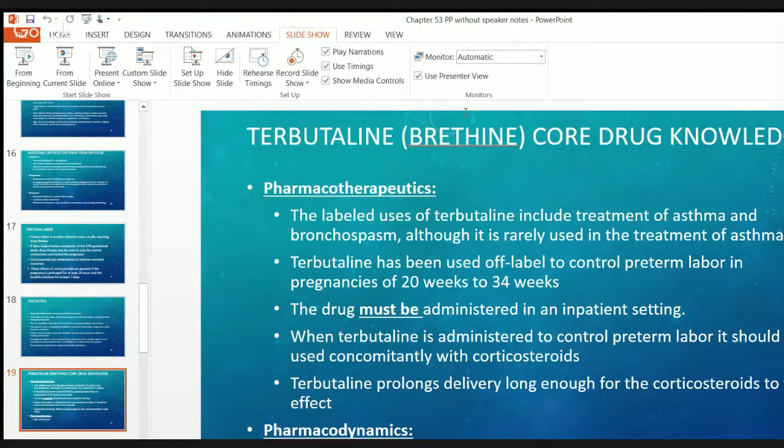And when we look at it, although the goal of terbutaline use is to stop or slow down labor, there's a chance that the labor will continue, as I alluded to earlier. It just kind of depends on how the mother's body reacts to the medication.